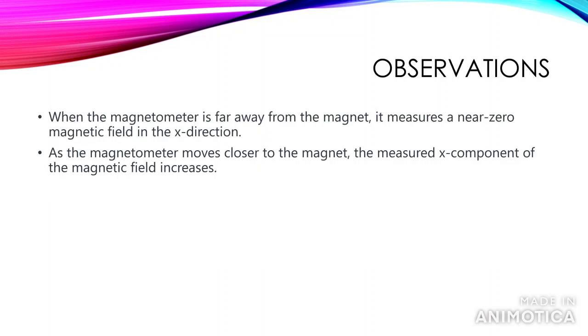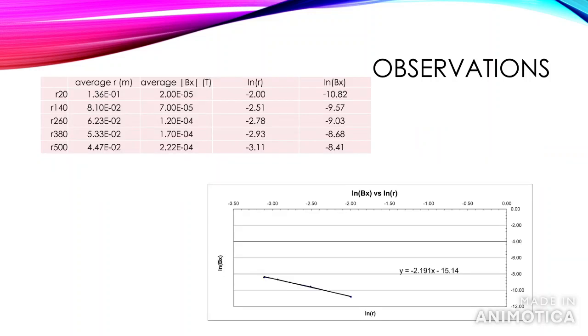Some of the observations I have: first, when the magnetometer chip was far away from the magnet, it measured a near zero magnetic field in the x direction, and as the magnetometer moved closer to the magnet, the measured x component of the magnetic field increased significantly. So here are some of my observations for this experiment, and the next thing I did was put all my observations in an Excel sheet and calculate the average distance from the magnet at a certain magnetic field.